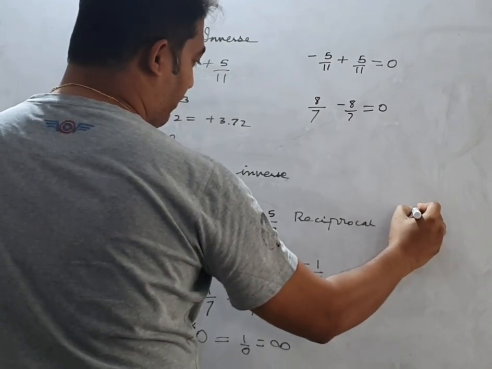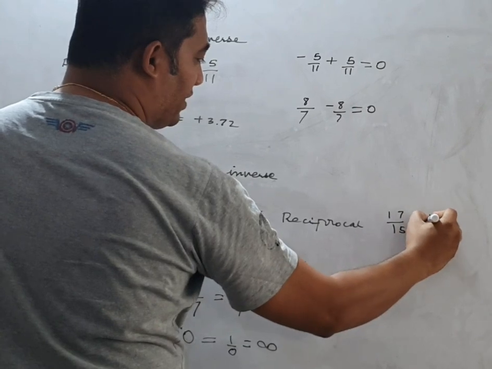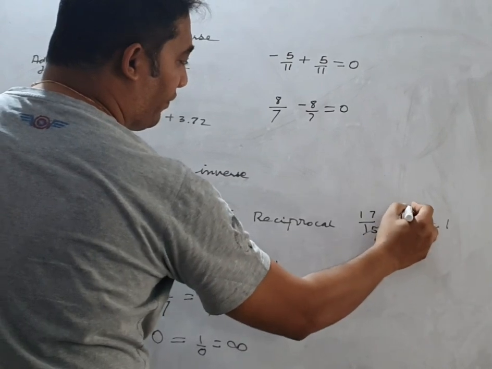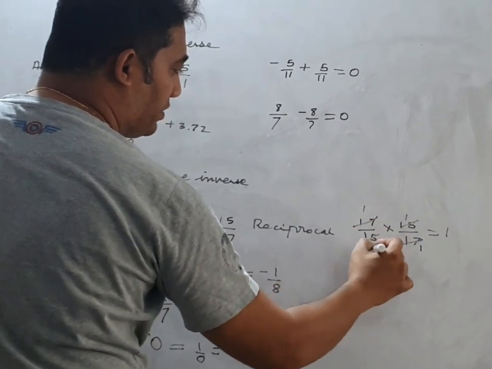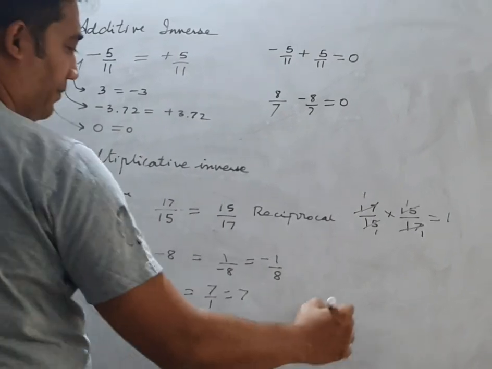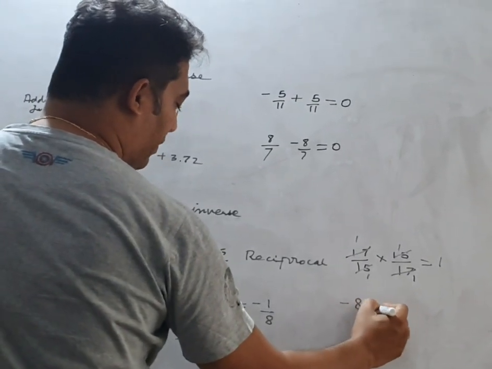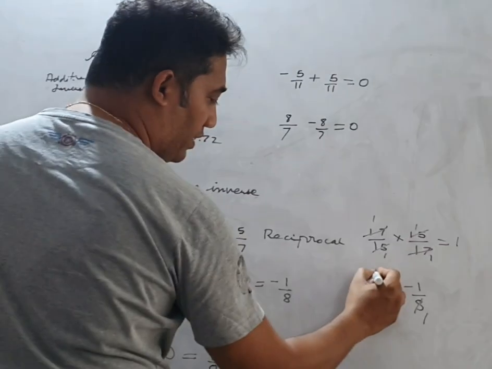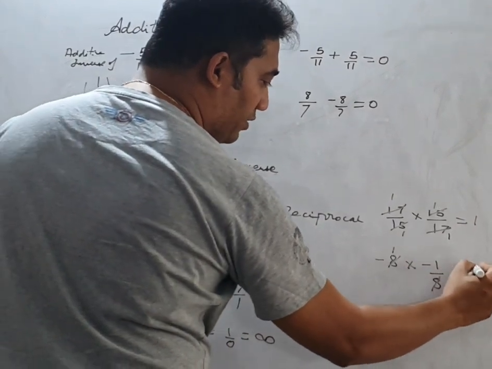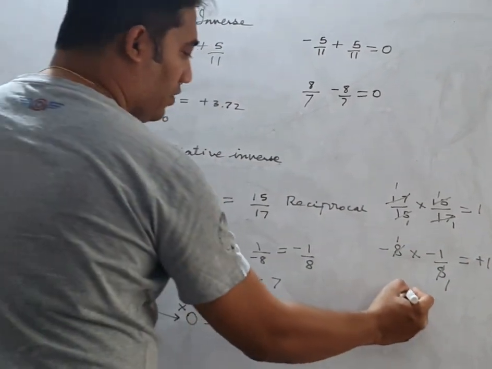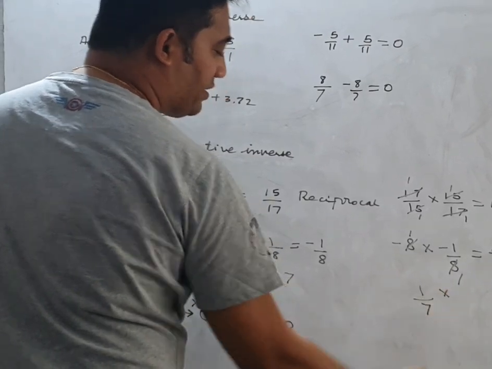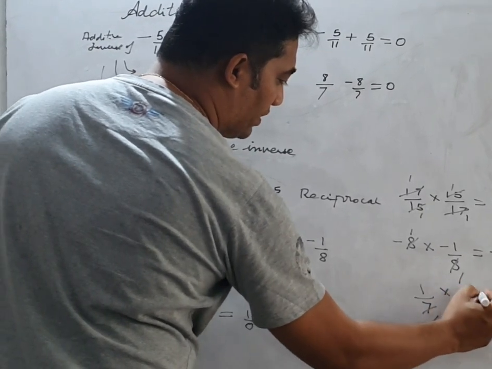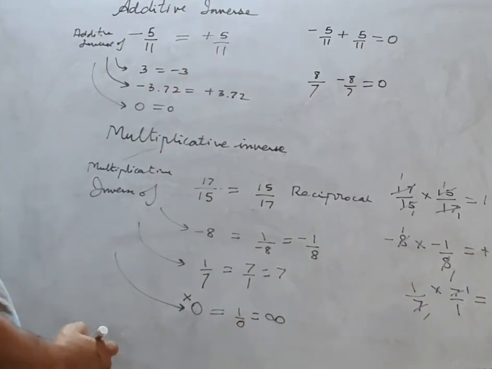So 17 upon 15 multiplied by its multiplicative inverse or reciprocal will give us 1. How? 15 1s are 15, 15 1s are 15, 17 1s are 17, 17 1s are 17. So I get 1. In the same way, I can take negative 8 multiplied by negative 1 upon 8. So 8 1s are 8, 8 1s are 8, and negative 1 into negative 1 is positive 1. Then 1 upon 7 multiplied by its multiplicative inverse, that is 7 upon 1, gives us 7 1s are 7, 7 1s are 7. So I get 1.